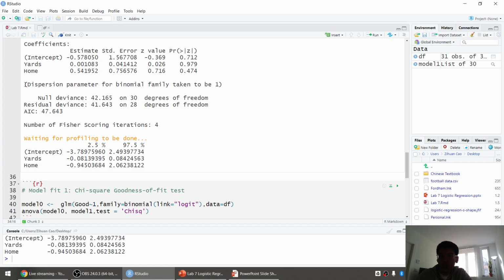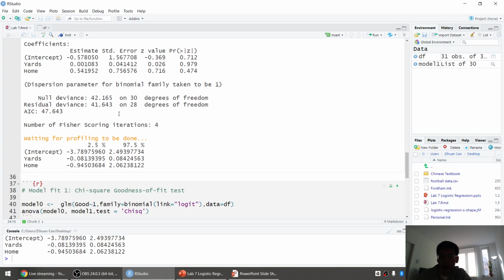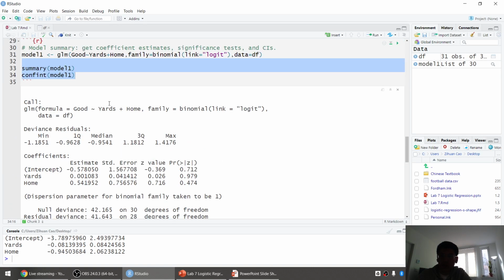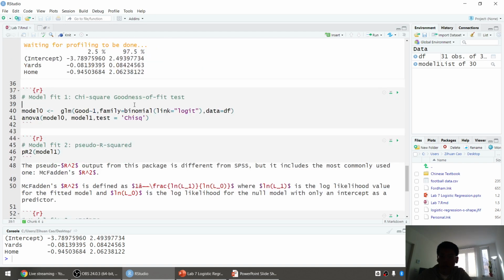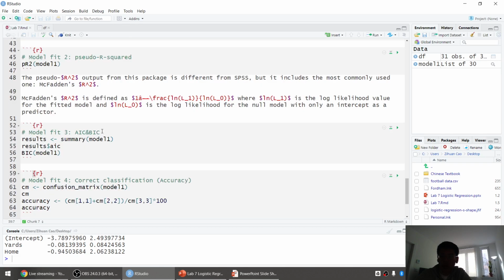You can also see some of the information for the likelihood ratio test, but it's not showing that clearly, so that's why we're using some packages. Also you can see the AIC value. So this is where you get the parameter estimates and the confidence interval. This is the first step. The second step, we are examining the model fit. There are four ways to check our model fit.